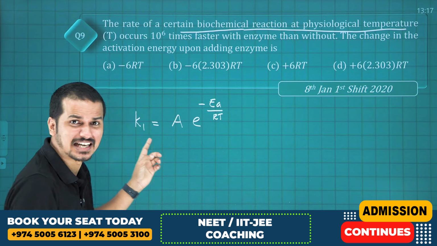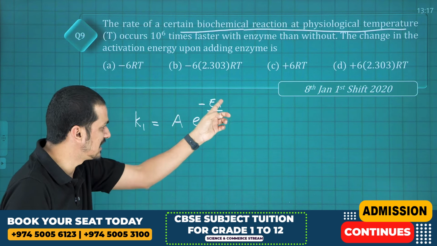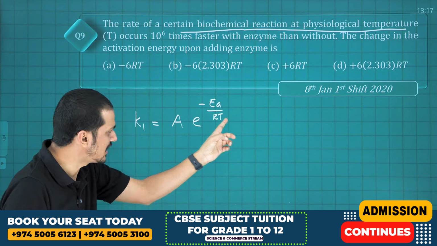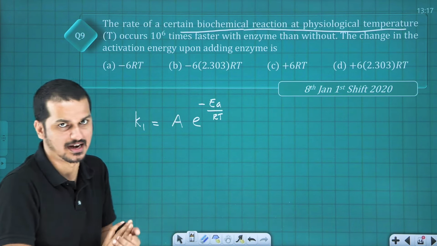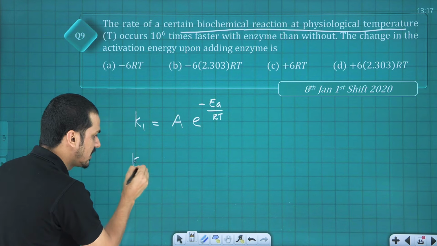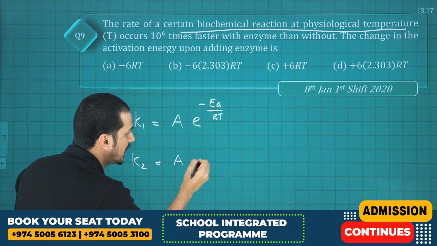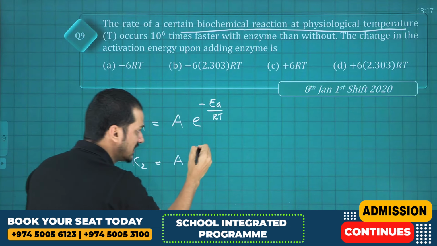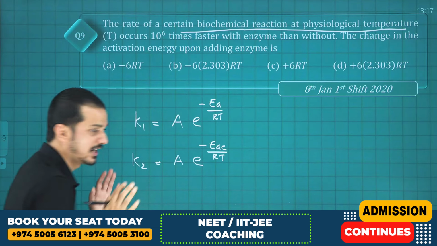Without a catalyst, K1 equals A e raised to minus EA by RT, where EA is the activation energy, R is the universal gas constant and T is the temperature. At the same temperature, only with the catalyst, the enzyme you are adding, the rate constant becomes K2. K2 equals A into e raised to minus EAC by RT, where EAC is the activation energy with the catalyst.